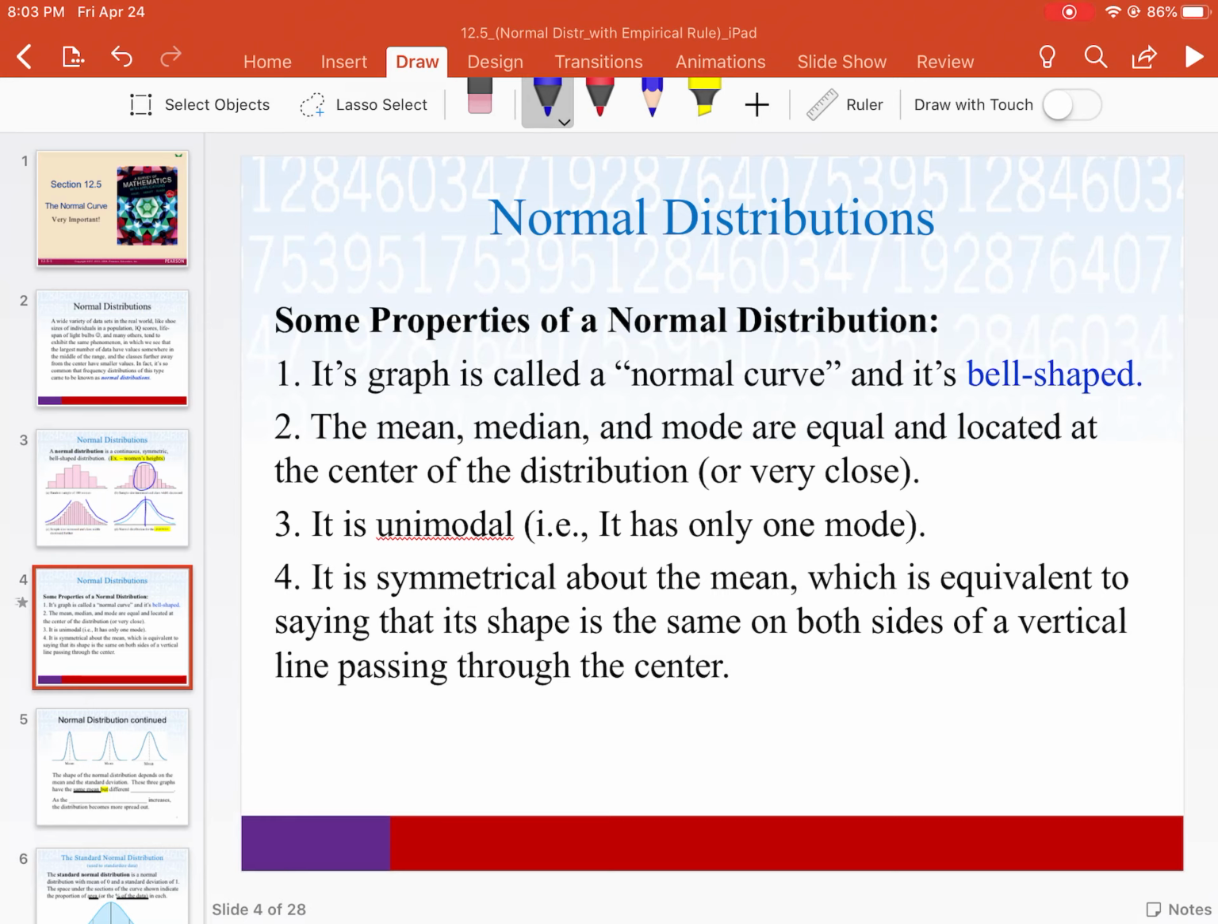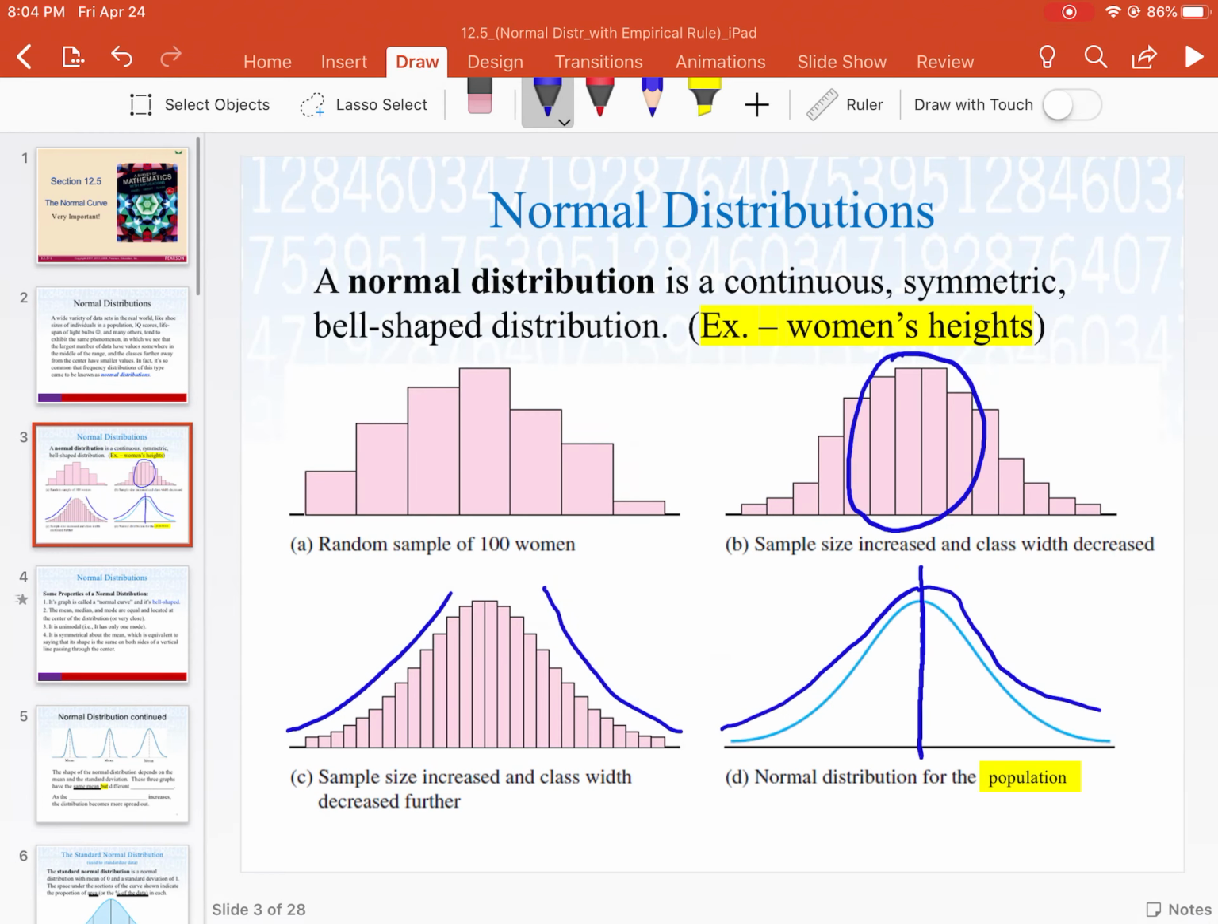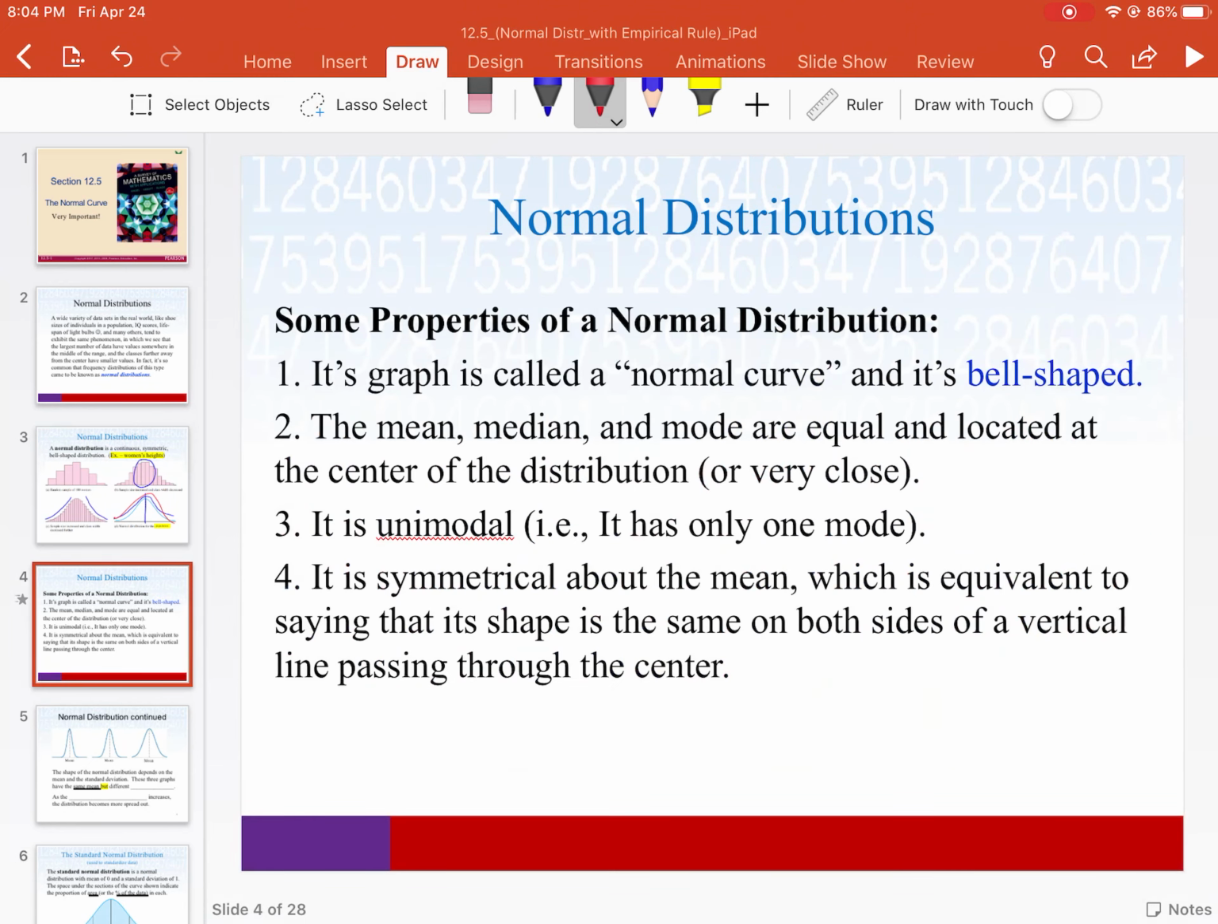So when you have a normal distribution, here are some of the properties. Its shape is called a normal curve or a bell-shaped curve. And that's what the picture up here shows, right? This is called a bell-shaped curve. Right there, bell-shaped curve. Okay?